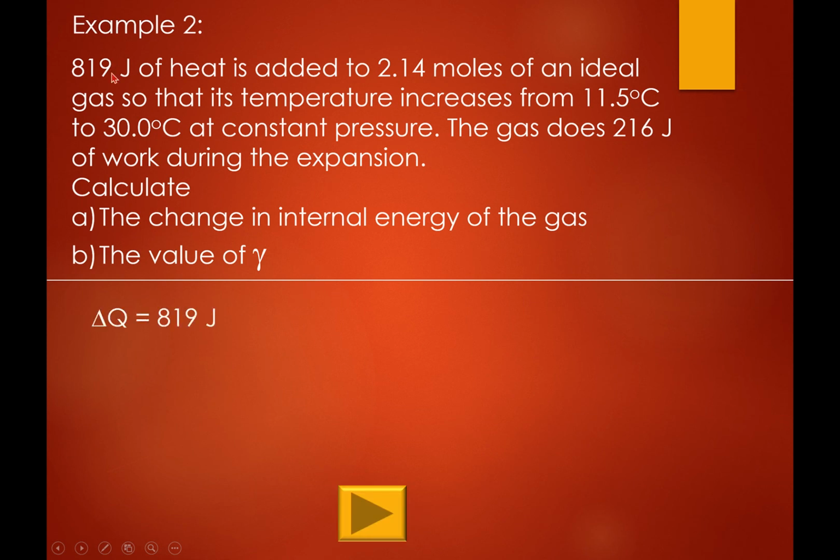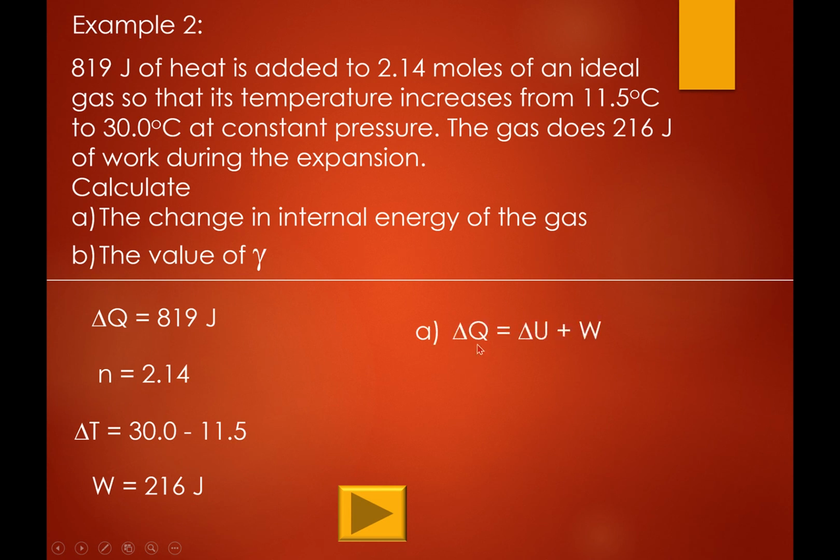Okay, given that the heat is 819 joule, the number of moles is 2.14, and the change in temperature is 30.0 minus 11.5. We don't have to convert to Kelvin, because if we convert to Kelvin we will get the same answer. To convert to Kelvin we just add 273 to both, so when we subtract, the 273 is cancelled. So it doesn't matter if you write the change in temperature in degrees Celsius. The work done is equal to 216 joule, given here.